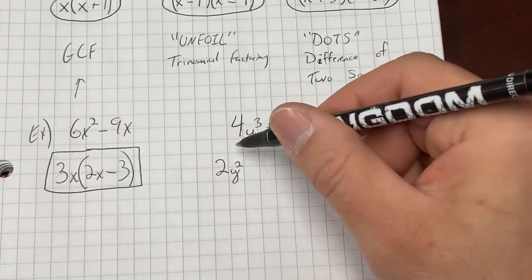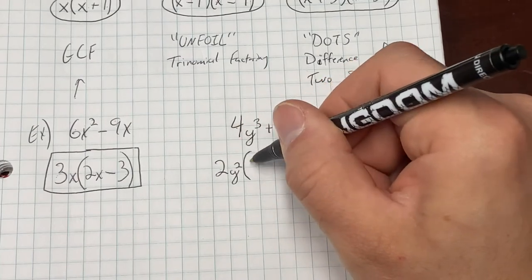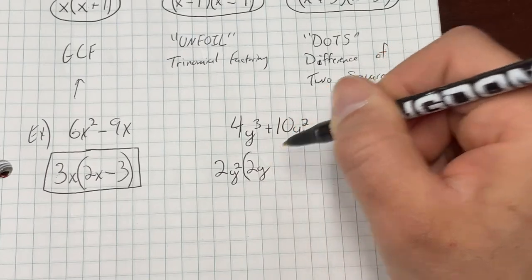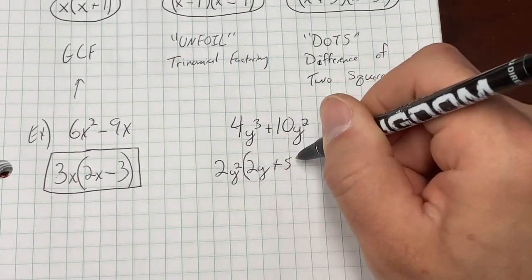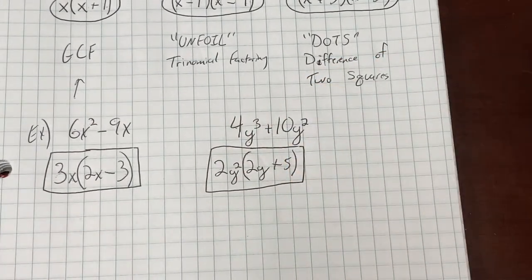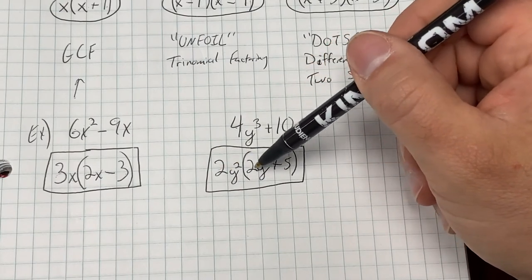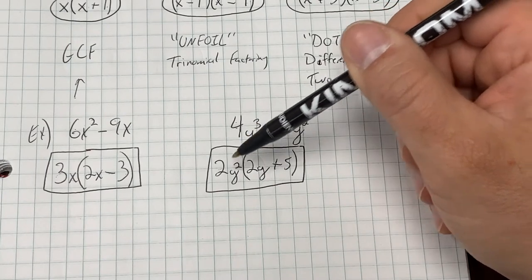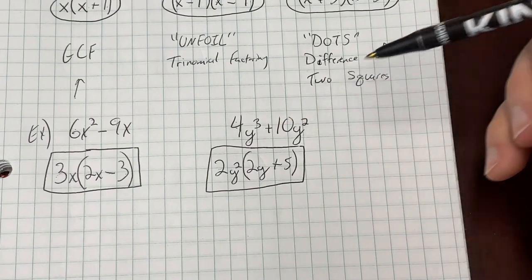So our GCF here is 2y squared. We open our parentheses. 4 divided by 2 is 2. y cubed divided by y squared is just y. Plus 10 divided by 2 is 5. y squared divided by y squared is just 1. Here is our factored polynomial. You've got yourself 2y squared times 2y. That's going to be 4y cubed. Beautiful. 2y squared times 5 is going to be plus 10y squared.